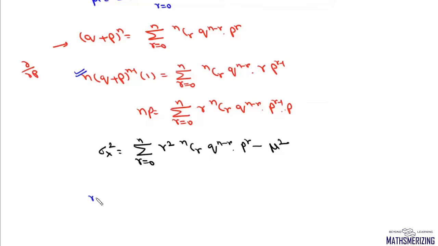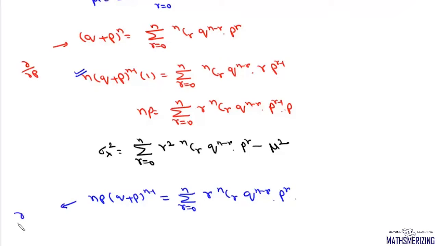So we can write n into p into (q plus p) to the power n minus 1 will be equal to this summation, r varies from 0 to n, r into nCr q to the power of n minus r, and we have multiplied by p, so it will be p to the power r. Now again we'll partially differentiate this with respect to p.